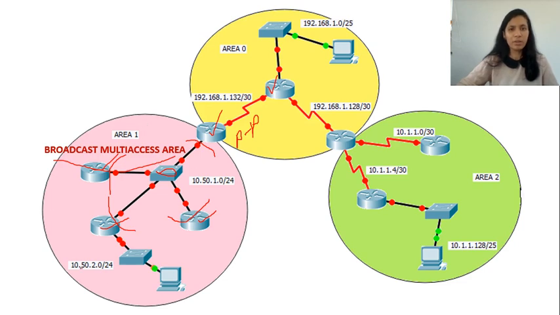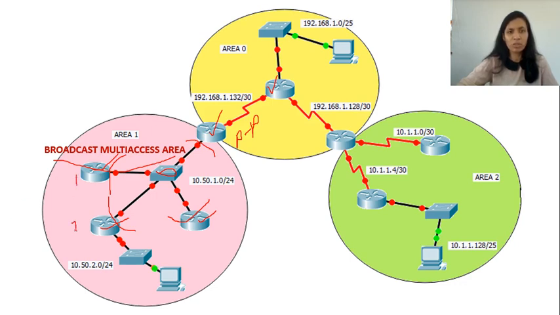So consider this example. Here we have area 1. In a broadcast multi-access type of area, initially when you configure OSPF on all of these routers, the routers are going to send hello packets in order to form adjacencies. You can see the number of hello packets that will be exchanged. This router will exchange hellos with these 3 routers. Similarly, this router will exchange hellos with the other 3 routers. That is going to cause a huge amount of traffic on the network.